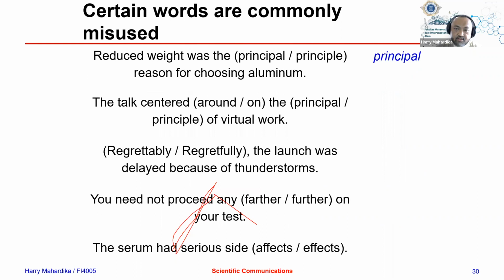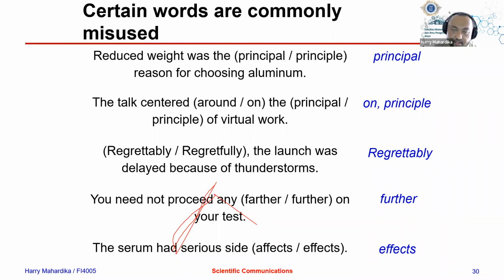Certain words are commonly misused. These are other examples, like how we use principal and principle, because the meaning of the two words, even though they sound similar, is different. And then, the talk centered on the principle of virtual work, and the difference between regrettably and regretfully, further and farther, and affects and effects, and so on.